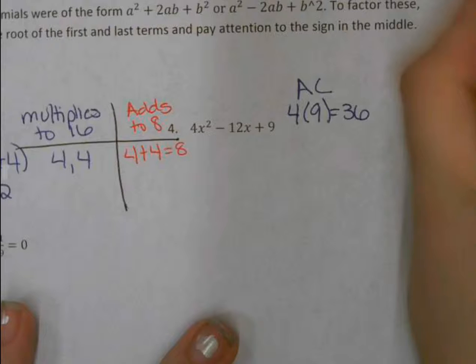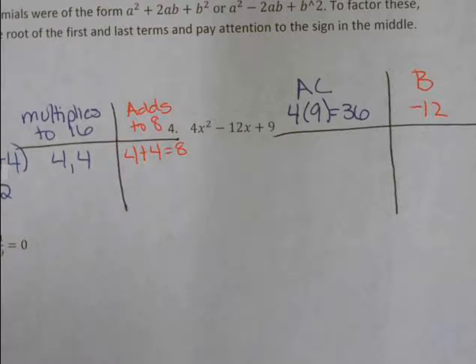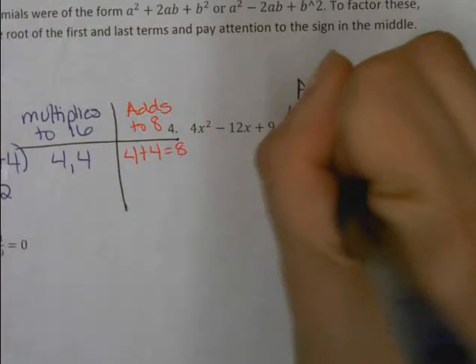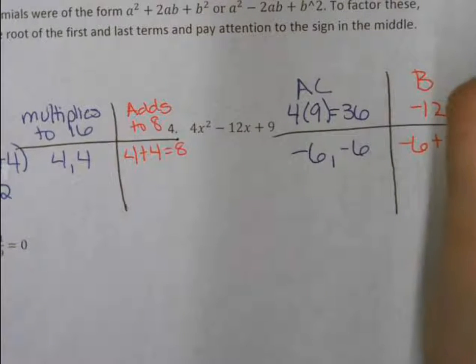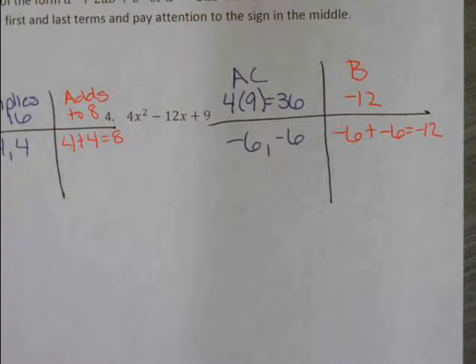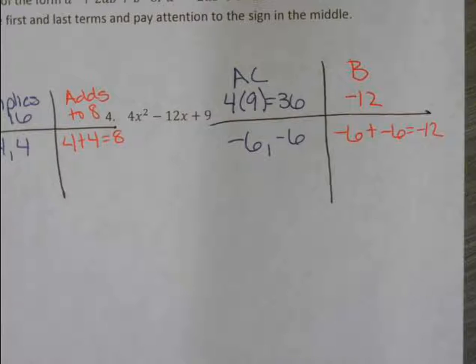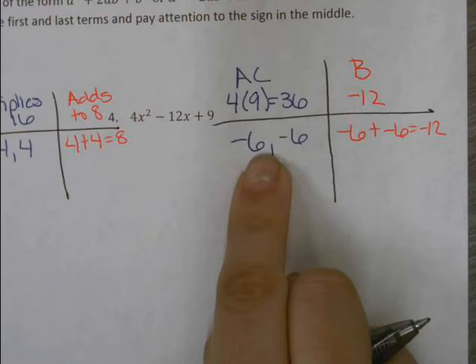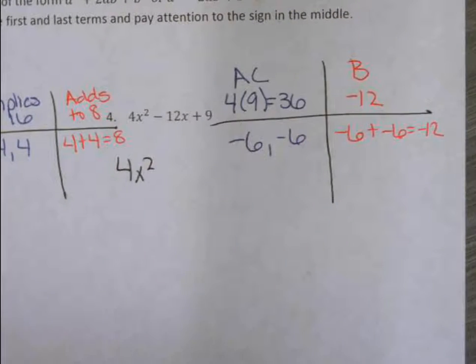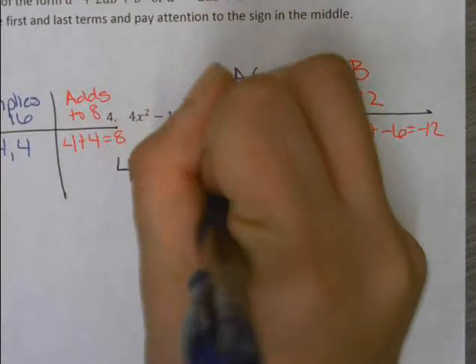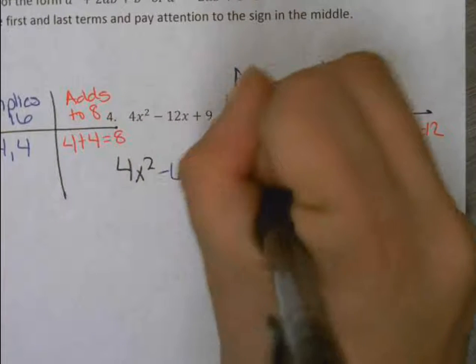So what multiplies to positive 36 and adds to negative 12? Negative 6 and negative 6. So if I do negative 6 plus negative 6, I get negative 12, even though it's off the screen. So then remember what I want to do here is I'm going to replace the negative 12 with the 2 negative 6's. So 4x squared, and then instead of negative 12, I'm going to have negative 6x minus 6x plus 9.